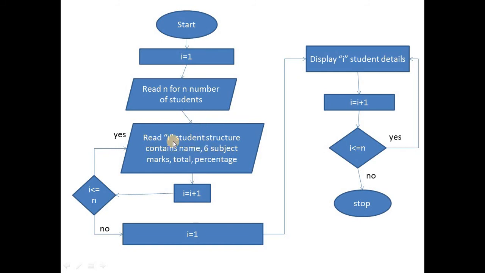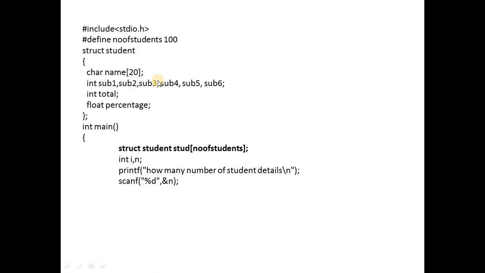N number of students you are writing. So once it is completed, you have to display. So you are displaying. Again you have to check the condition whether you have displayed all student details or not. If it is not, then you have to display everyone. Once it is completed, then you have to stop. This is the algorithm.